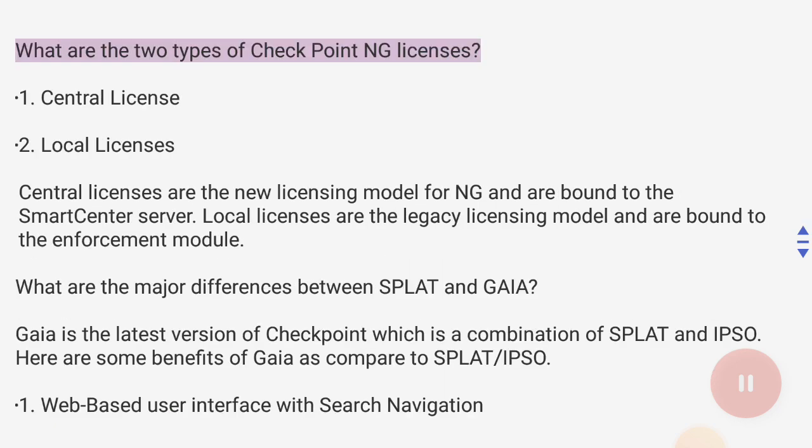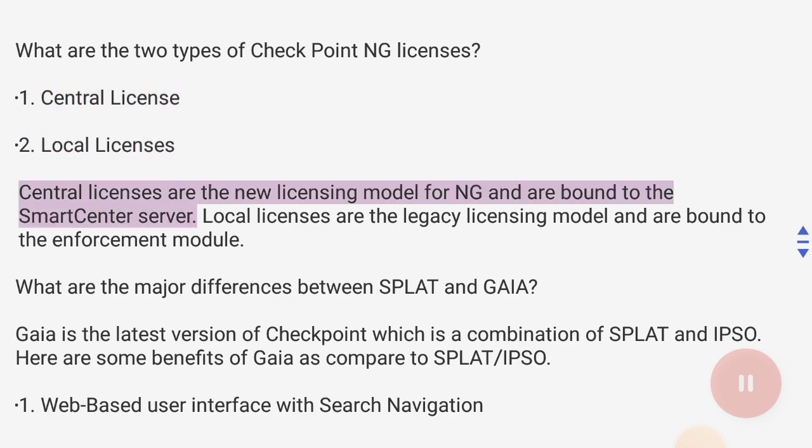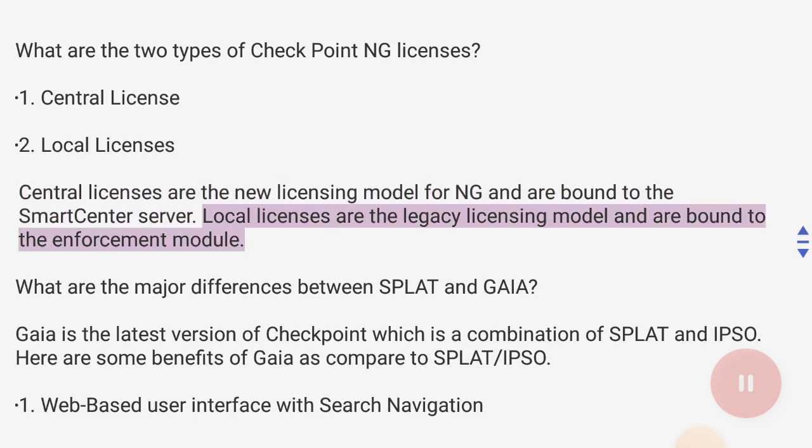What are the two types of Checkpoint licenses? 1. Central licenses. 2. Local licenses. Central licenses are the new licensing model for NGX and are bound to the Smart Center server. Local licenses are the legacy licensing model and are bound to the enforcement module.